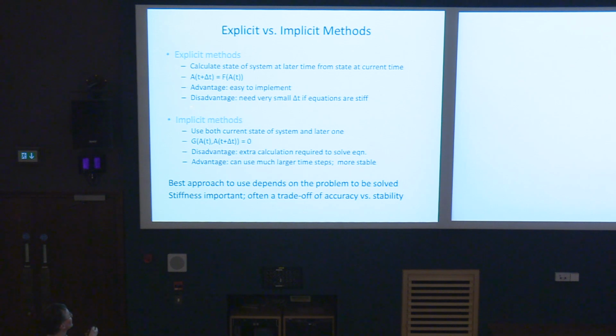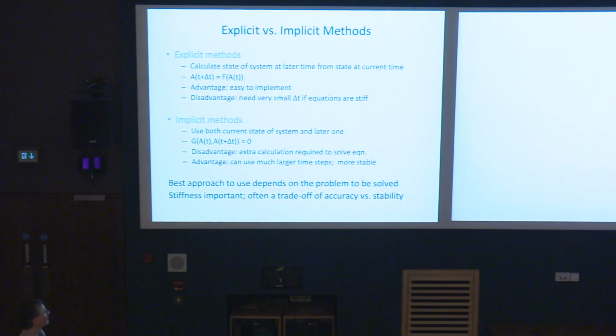One way around this is to use an implicit method, where we're looking at the state of the system at the end of the time step at the same time as the current state of the system. Effectively, we're looking at some function of both the current state and the future state, and we're trying to minimize this close to zero. This has a disadvantage that you're going to have extra calculations to solve. We have to solve this equation. It's a little bit more complicated to deal with than the simple one step that we have for the explicit approaches. But the advantage is you can use much longer time steps.